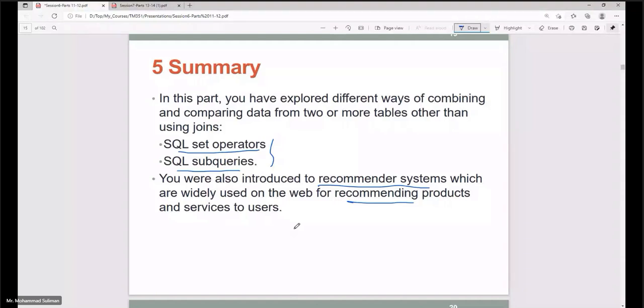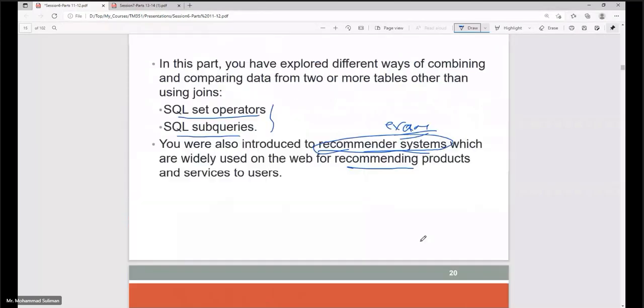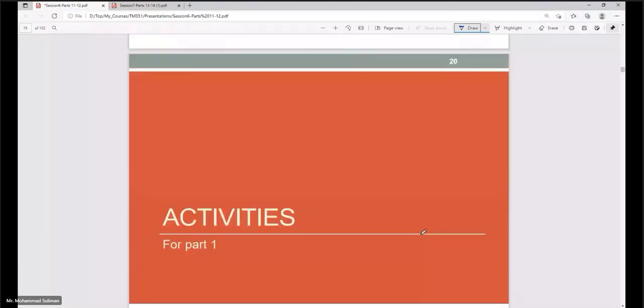You may be asked about this recommender system in the exam. There is a chance that they may ask you about the recommender system in the exam. Okay, so you have to be prepared for that. So this is all we have here for you in part number 11. Okay.